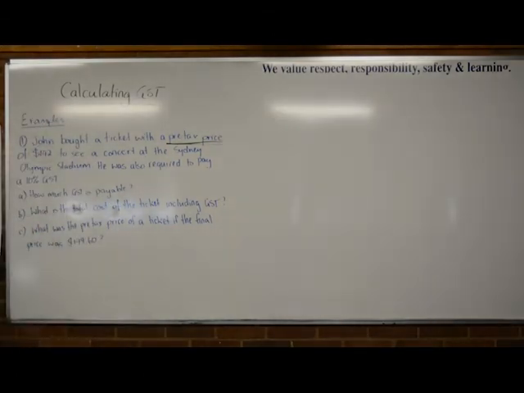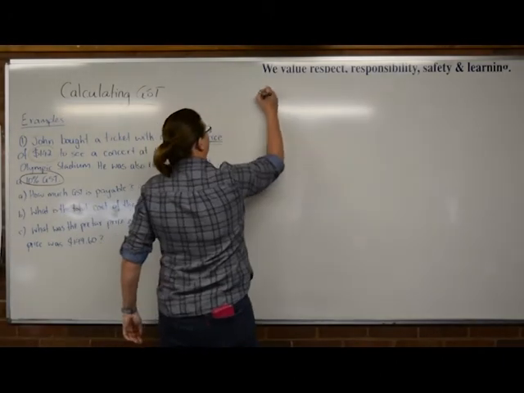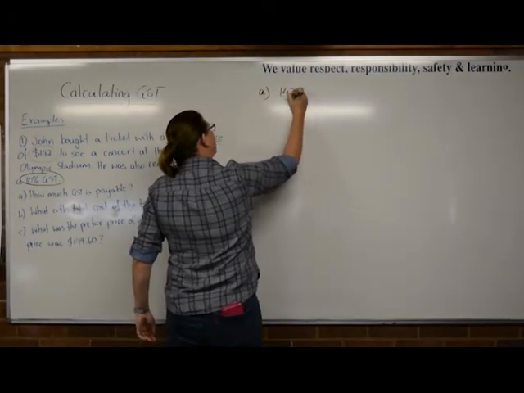$142. It might seem like a lot of money, but at Sydney Olympic Stadium, that's probably pretty cheap. He also has to pay the 10% GST. And the first question is how much GST is payable. That should be a pretty straightforward question. It's just 142 times 10%.